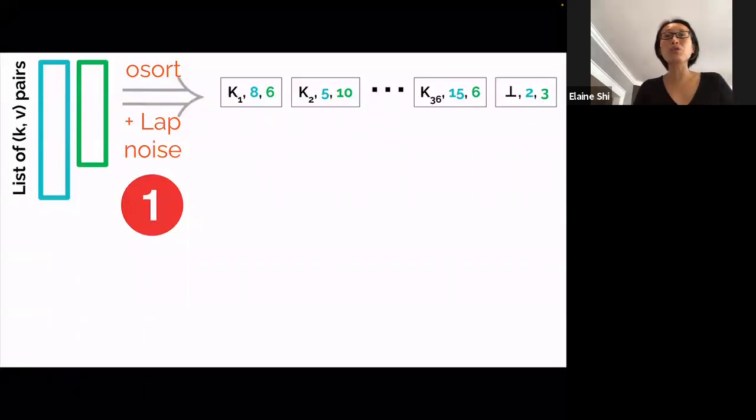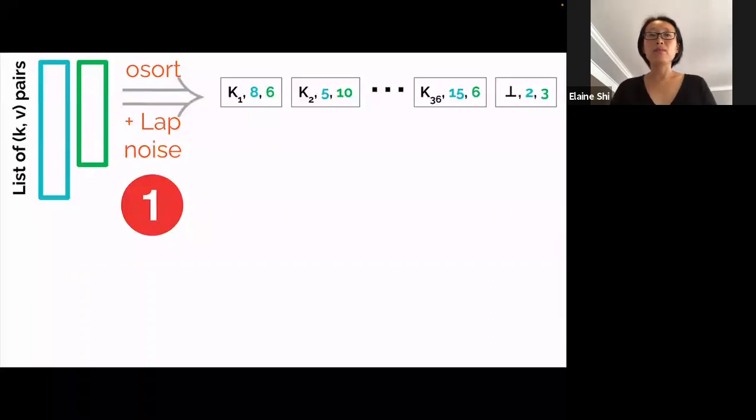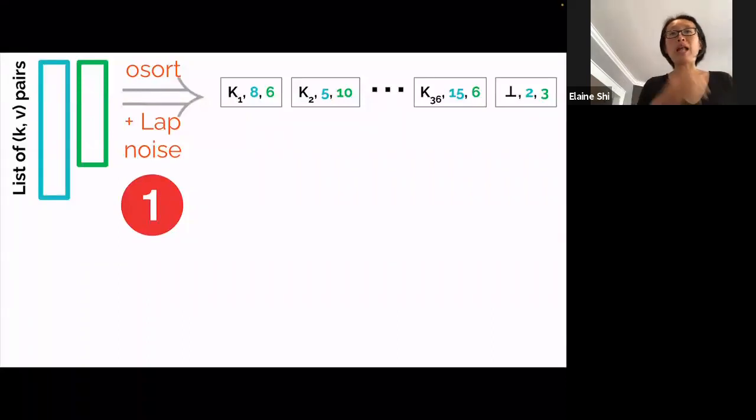We want to generate this noisy count array, but we want to make sure the algorithm's access patterns do not leak information. Therefore, we rely on oblivious algorithm techniques, such as oblivious sort.